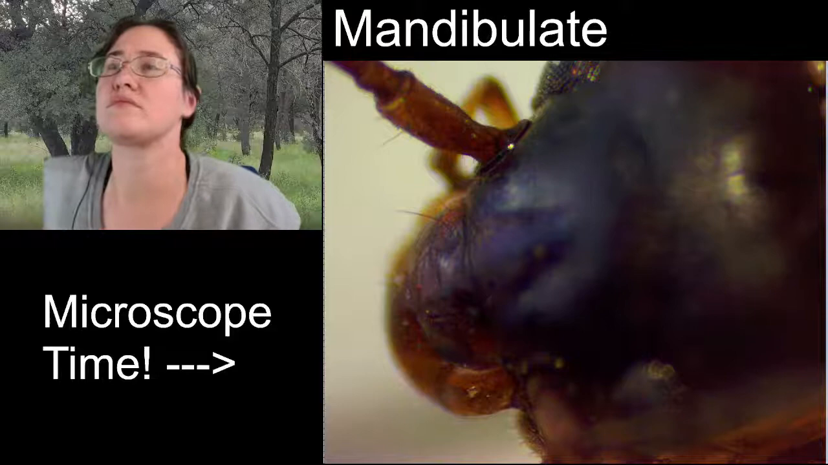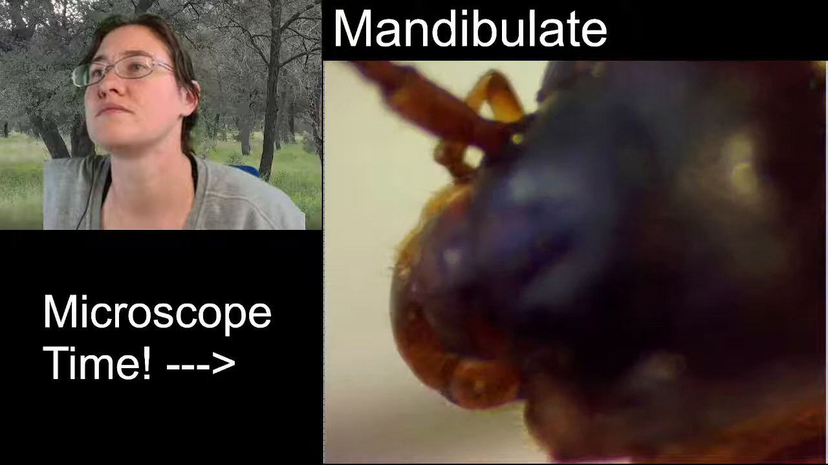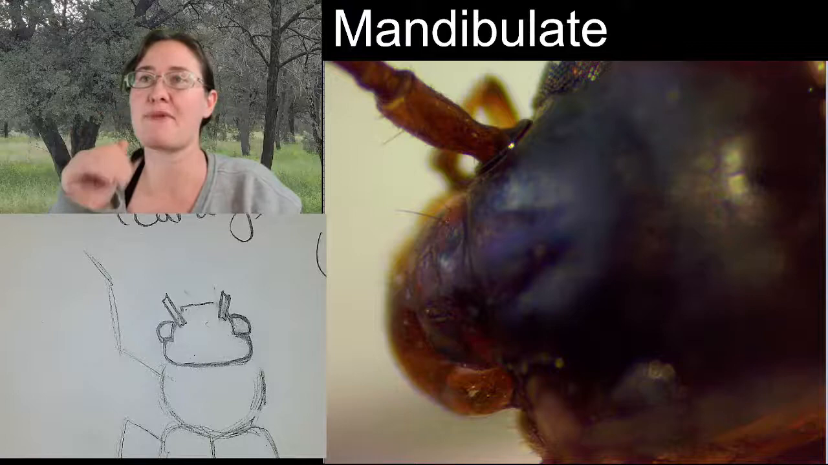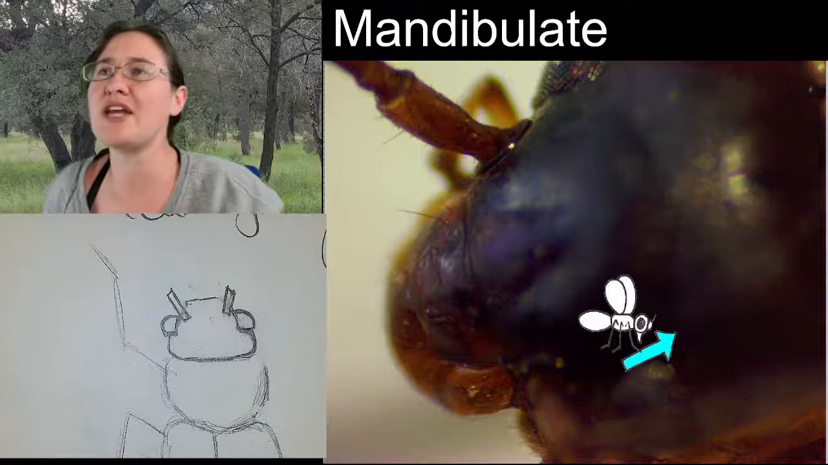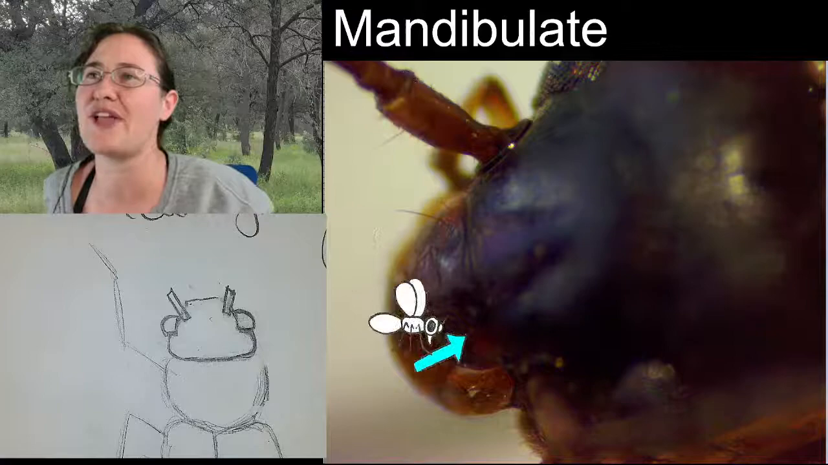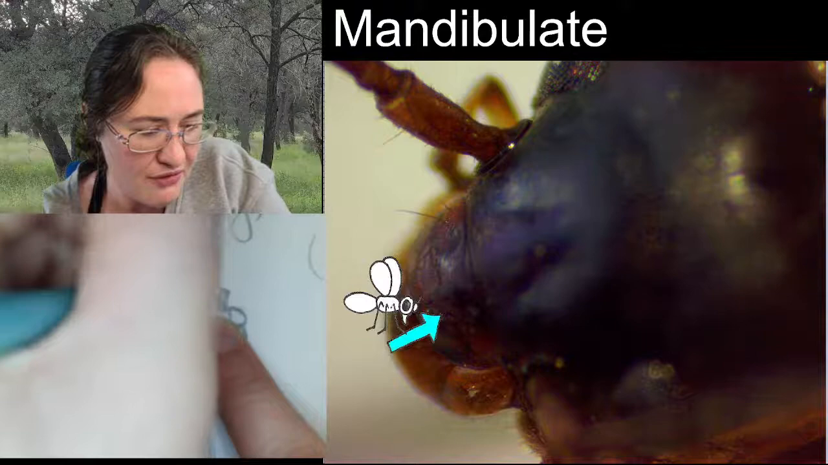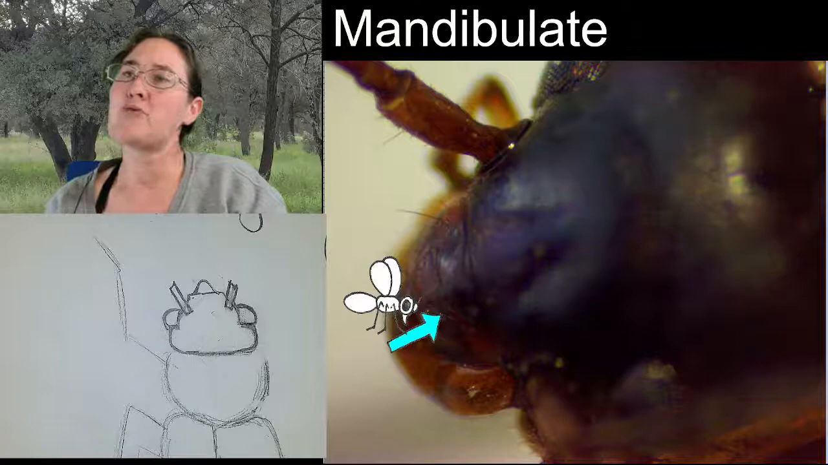So when I'm looking at an insect's mouth parts, there's a couple of things that I'm looking for. I'm first looking for the labrum, L-A-B-R-U-M. That's the upper lip. If you look right about here on our specimen, it almost looks like this flattened D. That is the labrum, or the upper lip. So from the top here, give yourself a little hill. That's our labrum.